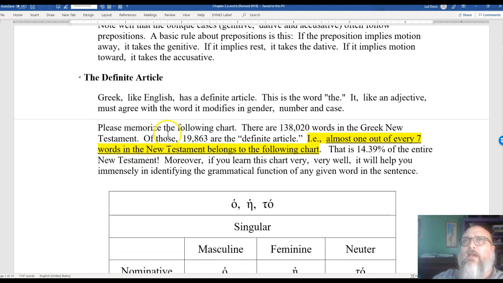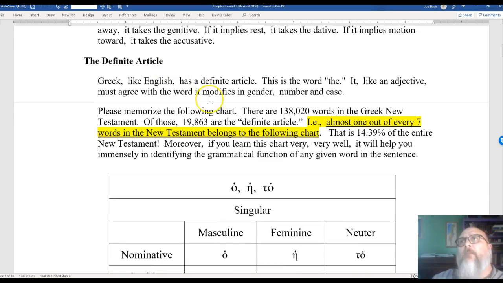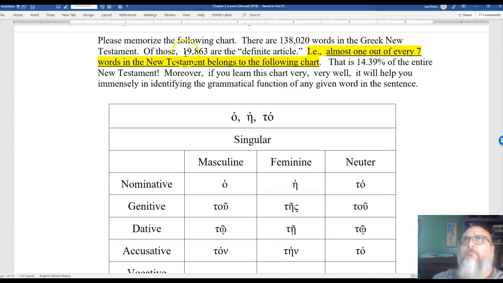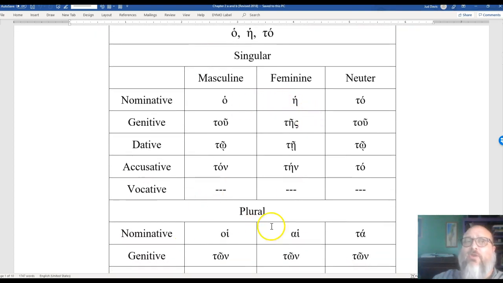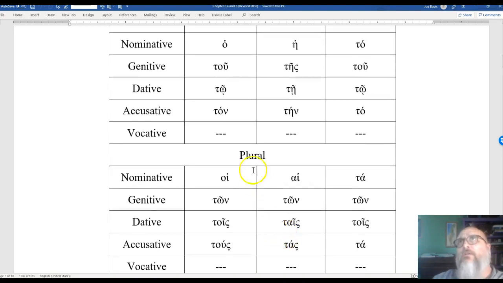And the second thing we're going to learn over these two lessons, Friday and Monday, will be about the definite article. The definite article is the word "the" in Greek. And this is just amazing. There are 138,000 words in the Greek New Testament. 19,000, almost 20,000 of them belong to this chart. This is how you say the word "the" in Greek.